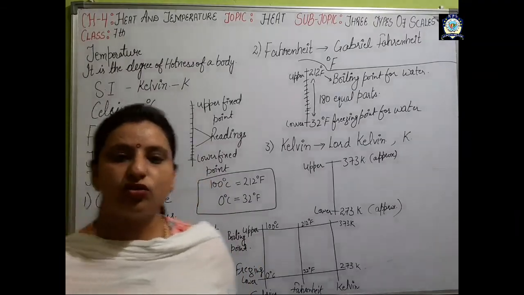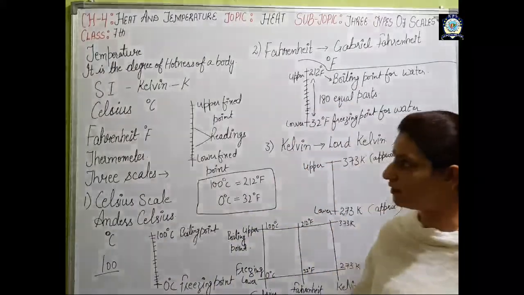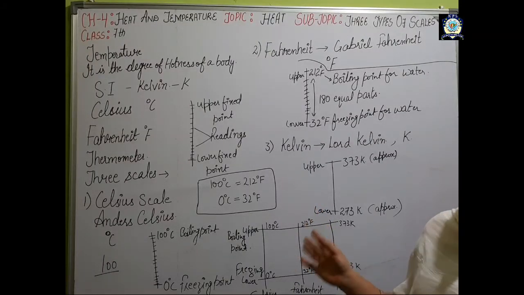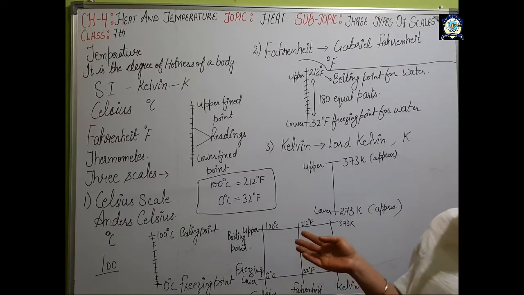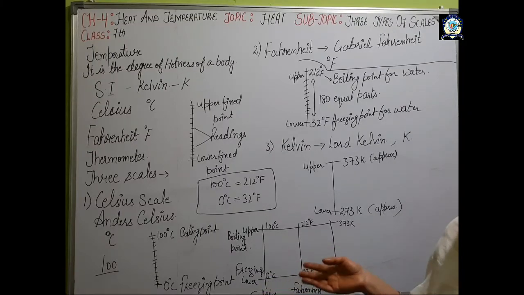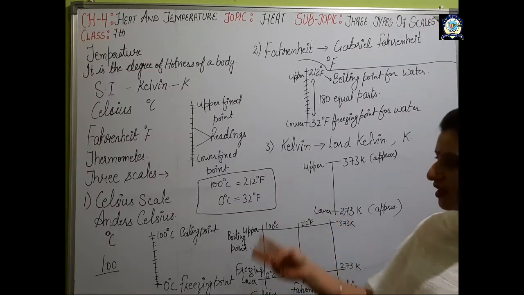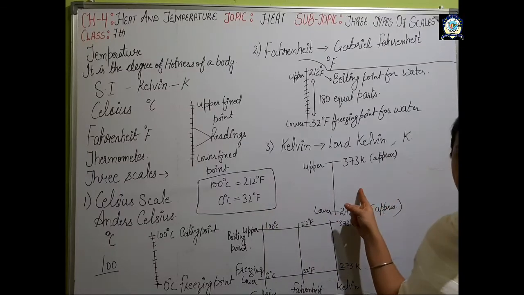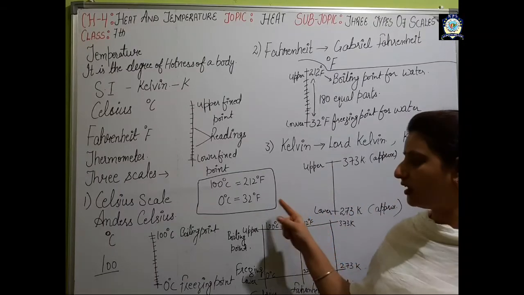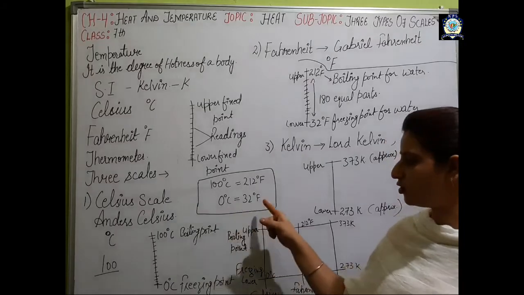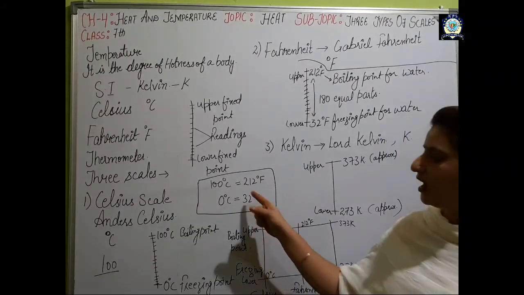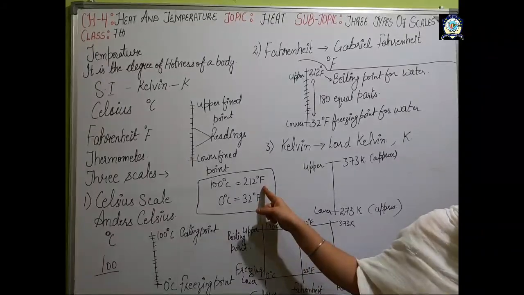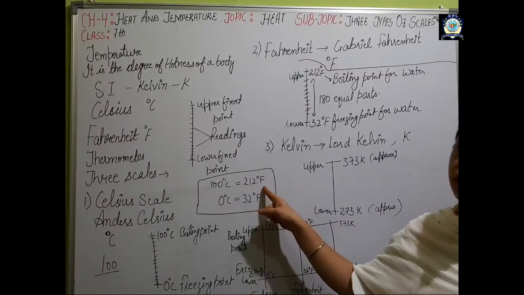So I hope you understood the topic very well. We have learnt that temperature is the degree of hotness of the body and the SI unit to measure temperature is Kelvin. Three scales we have learnt: Celsius scale, Fahrenheit scale and Kelvin scale, and at last it is concluded that 0 degree Celsius is equal to 32 degree Fahrenheit and 100 degree Celsius is equal to 212 degree Fahrenheit. So this is all about today's session.